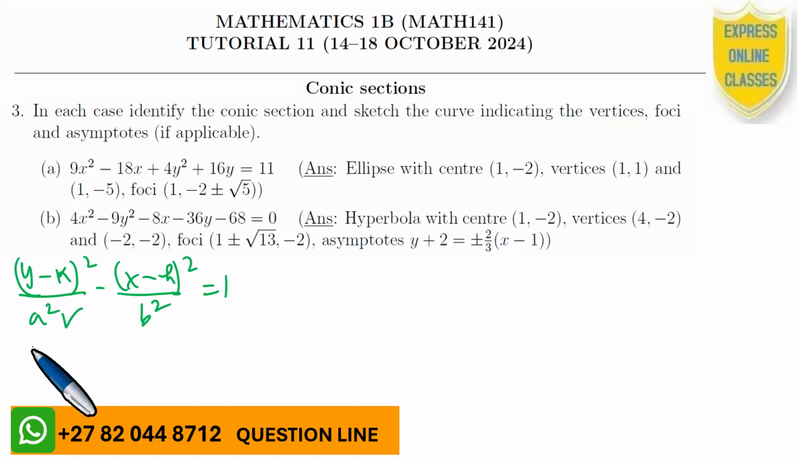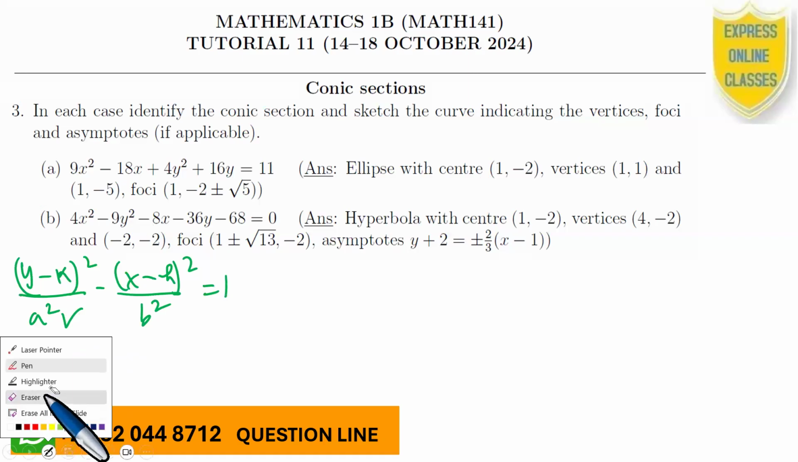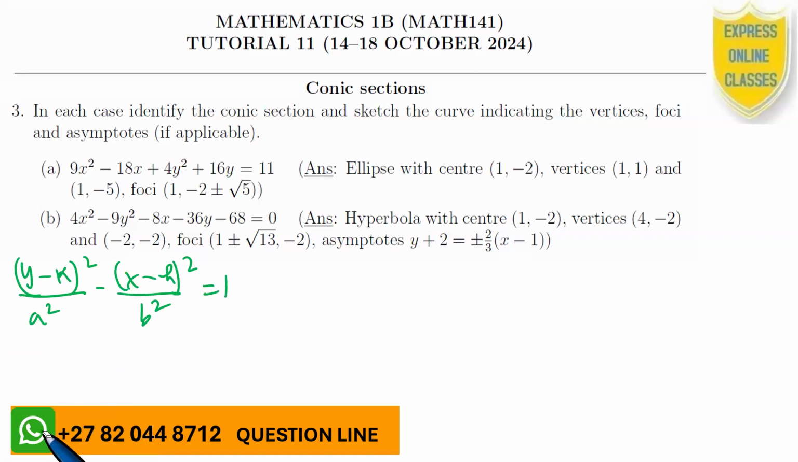It goes with the Y, because here the A does not depend on which one is the biggest. In the ellipse, B is always less than A. But here it's different. We just identify the positive, and then whatever is at the bottom is the A, whether big or small, either bigger or smaller than B squared, doesn't matter.